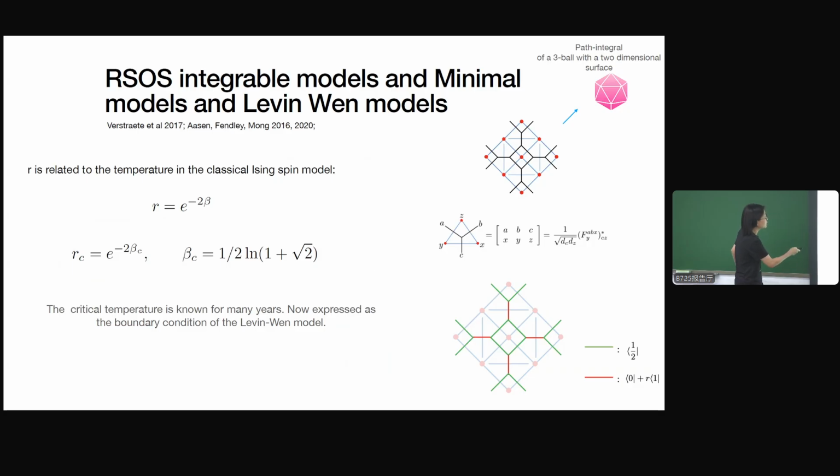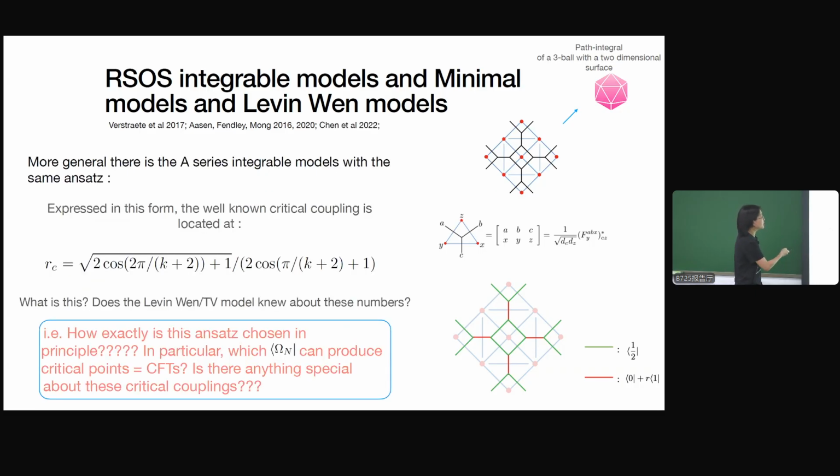So at phase transition, these couplings take very specific values. In the Ising model, it is this value, and in the case of the A-series model, it is this value. This is the critical temperature, the critical coupling of the lattice model, and people have been very curious: what is so special about these numbers? How can we understand these numbers? And so for a very long time, I was just pondering about this question without much progress.